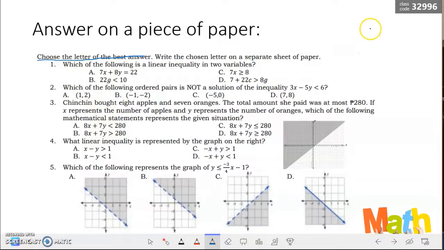So, just write your name on a piece of paper. Your name, your section. Ayan. And then, 1, 2, 3, 4, 5 lang naman siya. When you're done, you take a picture of it and then you attach it dun sa ating Google Classroom ng opportunity class. Okay, so opportunity class ha, na Google Classroom.